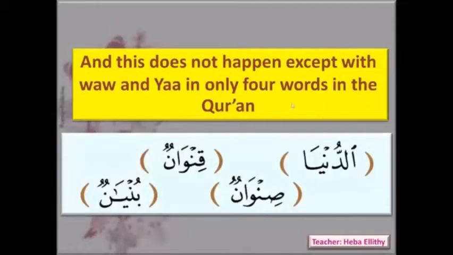What's this words? This does not happen except with waw and ya in only 4 words in the whole Quran. Only 4 words in the whole Quran it has noon sakina followed by letter from yanmu, which is ya and waw only in the whole Quran, in one word. الدنيا, صنوان, قنوان, بنيان. What happens if I make idgham here? It will change the meaning of the word. It will give a word without any meaning, or if it changes it. So that's why I can't make idgham in one word in the Quran.